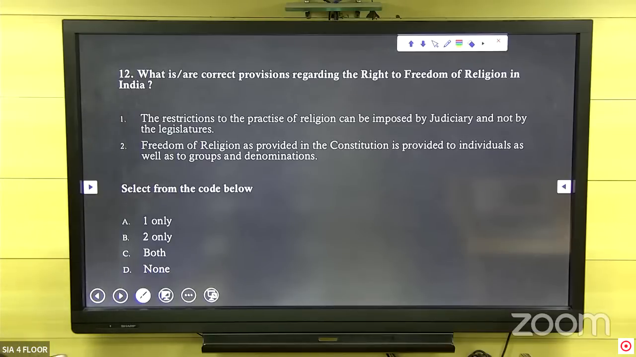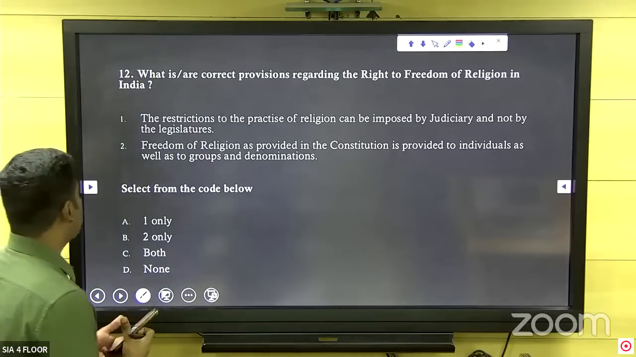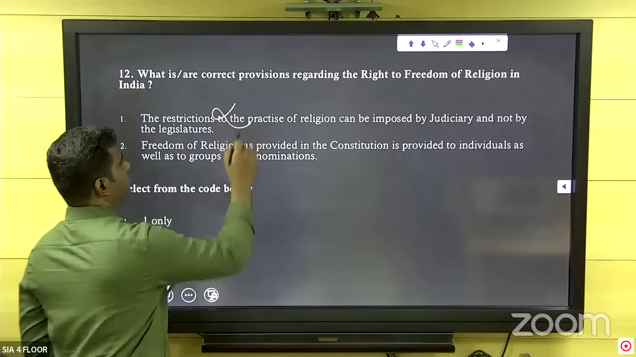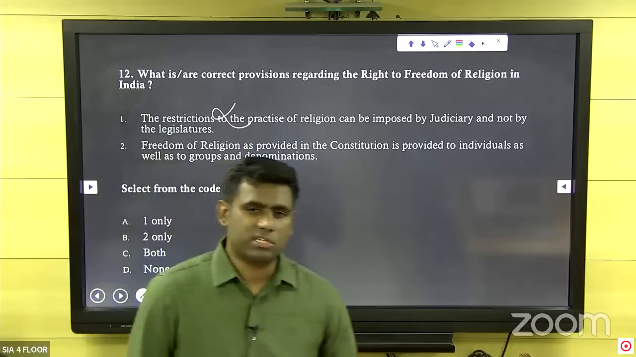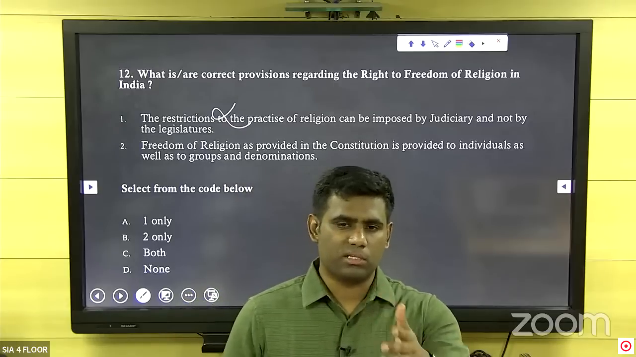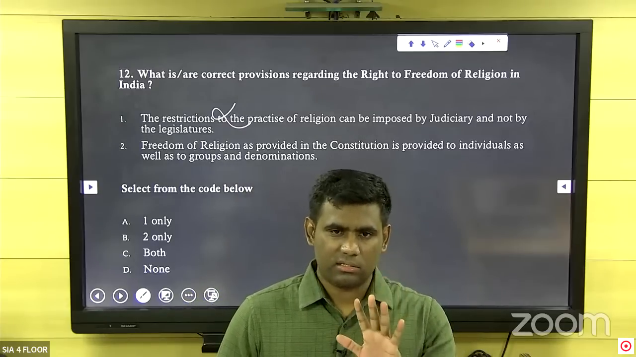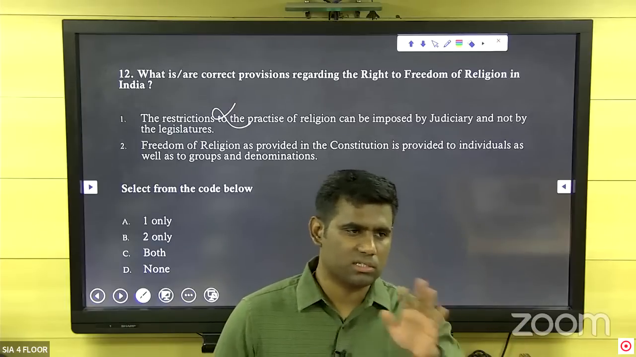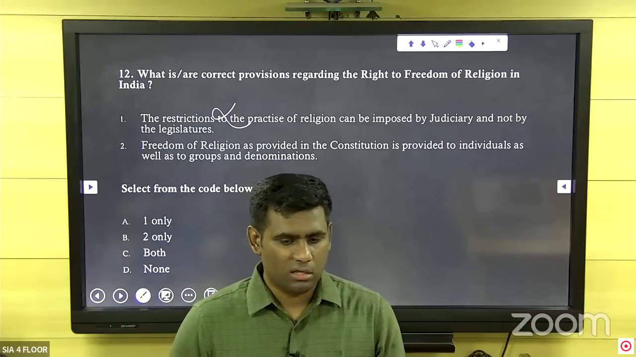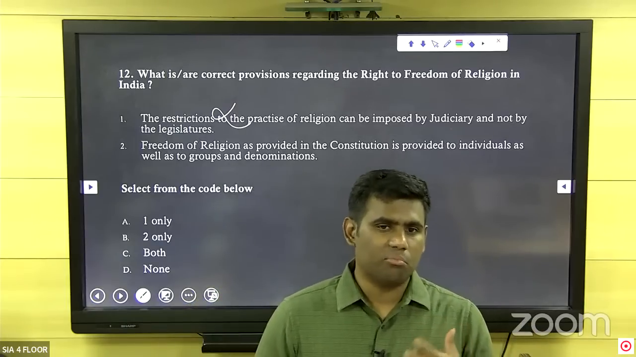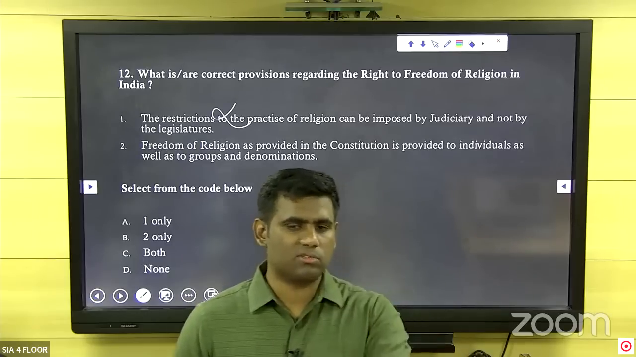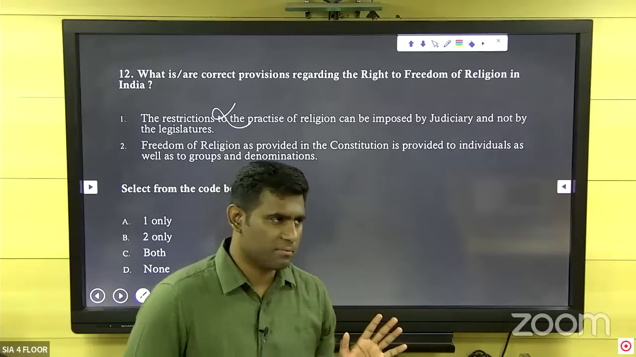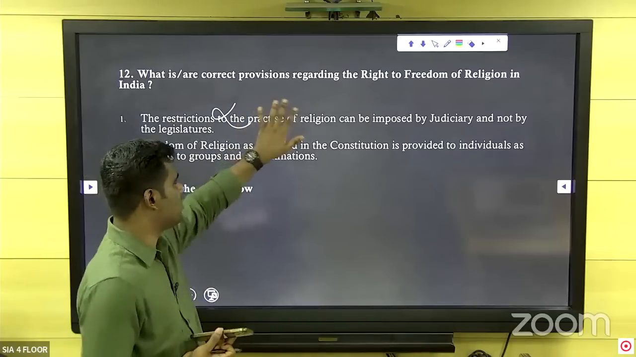The restrictions to the practice of religion can be imposed by judiciary and not by the legislatures. This is a wrong answer. Okay. The judiciary will only check the reasonableness of restrictions imposed by the state. It is the state. State means parliament, union legislature, union executive, state legislature, state executive, and other authorities. So it is the state which can impose restrictions, and the reasonableness of the restrictions will be tested by the judiciary. Okay. So the first statement is wrong.